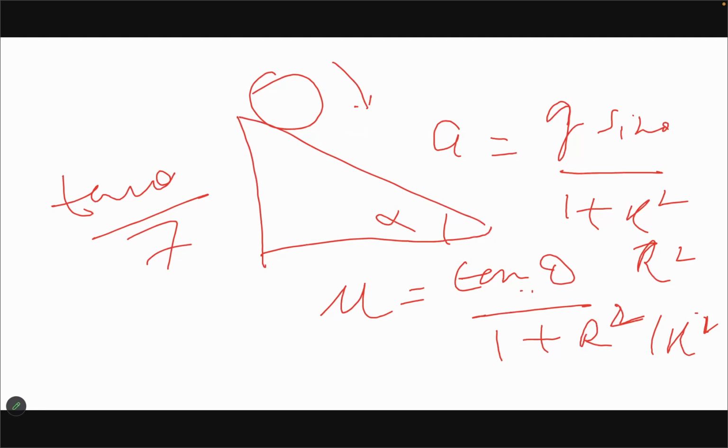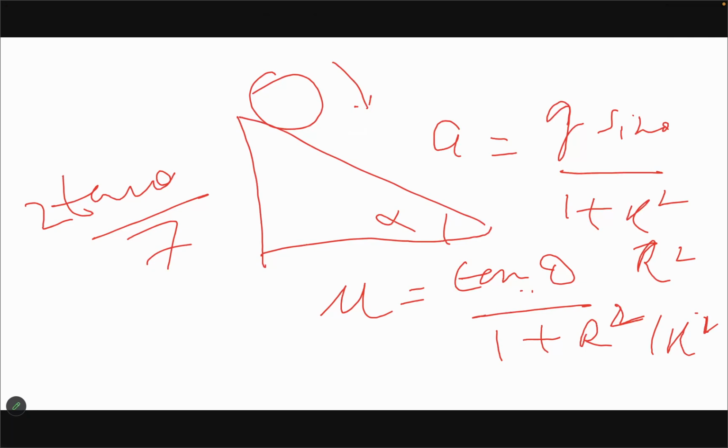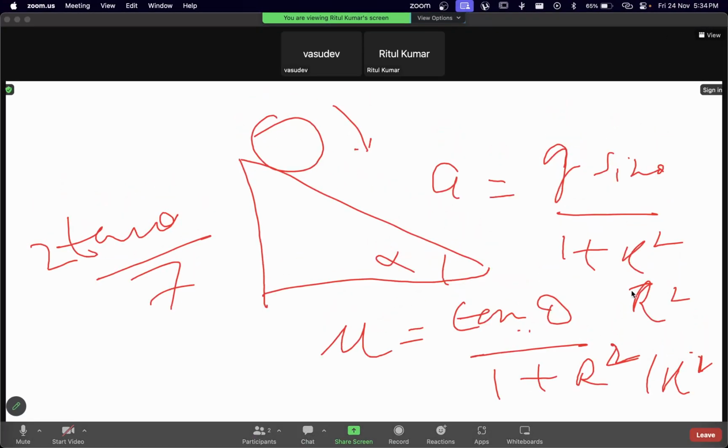Okay. So mu is tan theta divided by 1 plus r squared by k squared. This is what gets us to tan theta by 7 for a sphere. Correct? And what is given is tan theta by 7, half of it. Correct? Yes, got it.